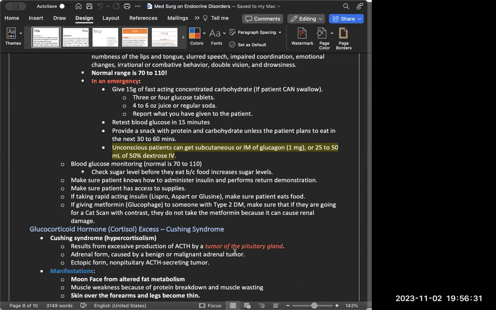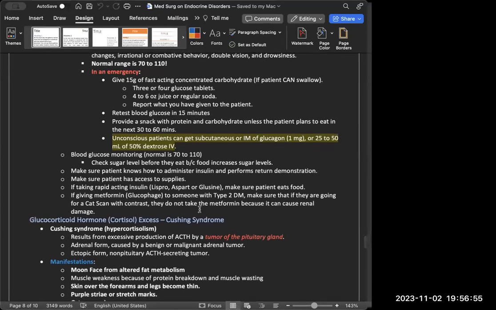Okay, these are not traditional medications, as you would say, but these are something that can be tested on pharm because it's what you do when someone who has an endocrine disorder has a hypoglycemic episode, and if they're unconscious, I'm going to give them an IM injection of glucagon. Okay. So you're going to give them that, or you're going to give them 25 to 50 ml of 50% dextrose IV.